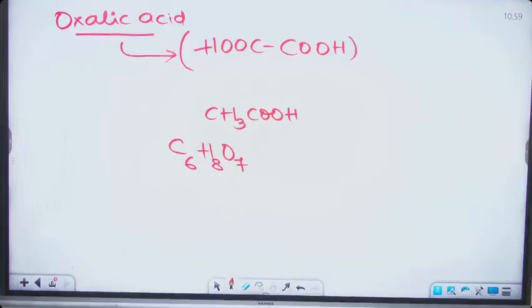the processing of food, the preservation of cool drinks, for cleaning of metals, and the processing of food stuff.